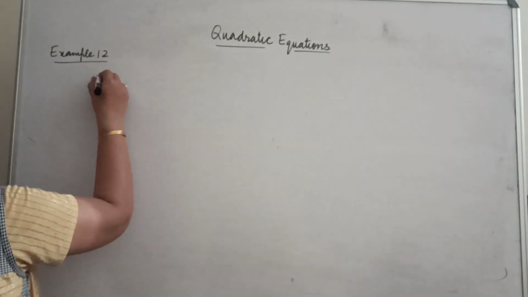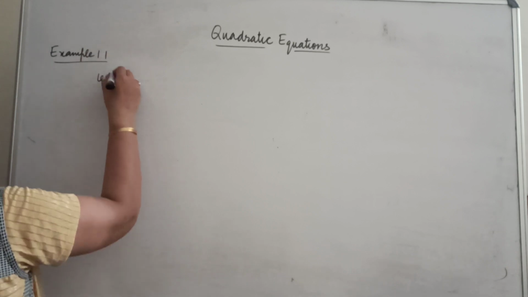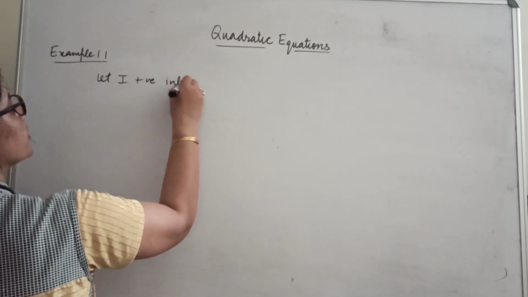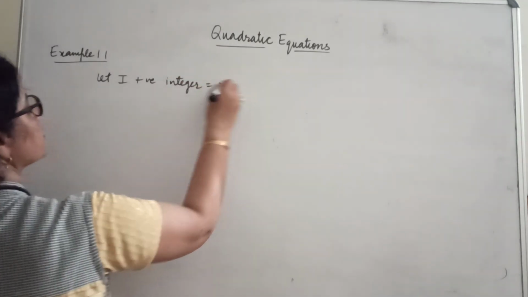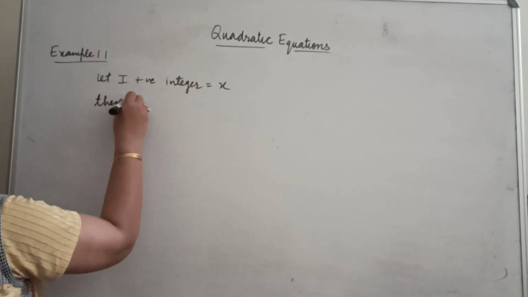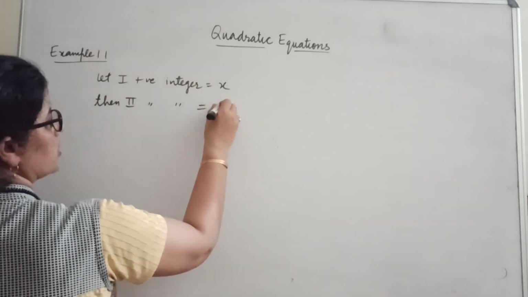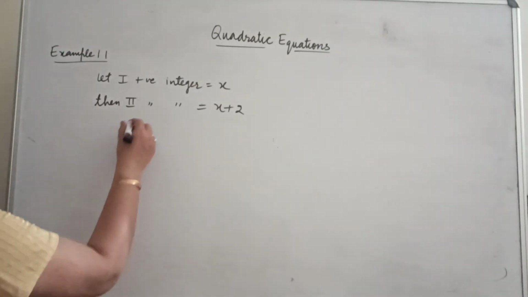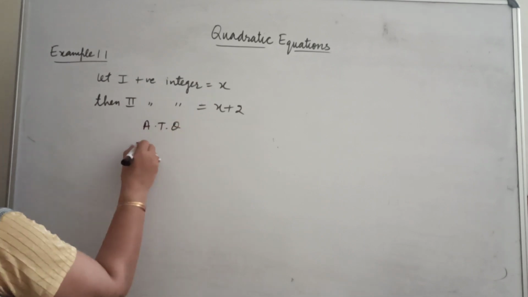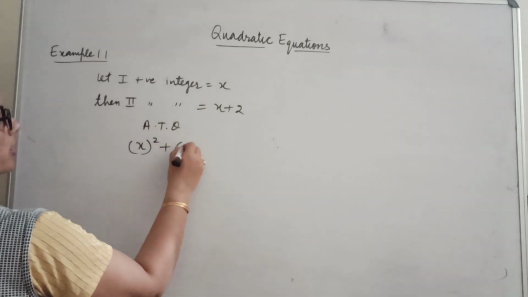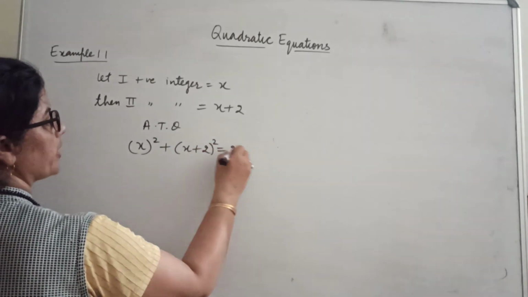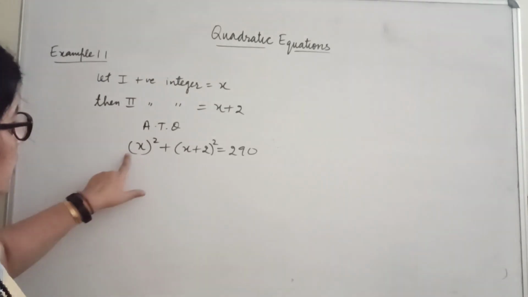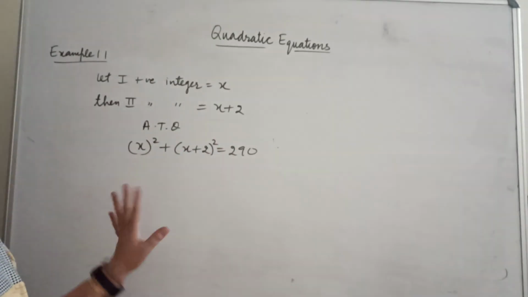Let the first positive integer be equal to x. Then the second positive integer is equal to x plus 2, because the gap of 2 is there. What is it saying? The sum of squares of two consecutive positive integers is 290. It is given to us.